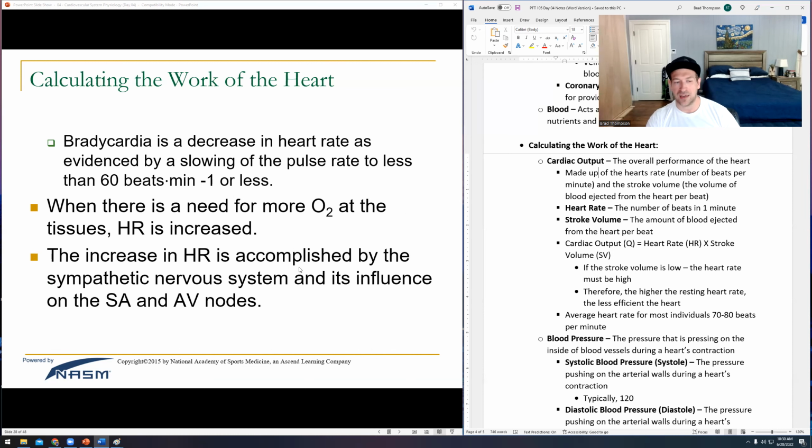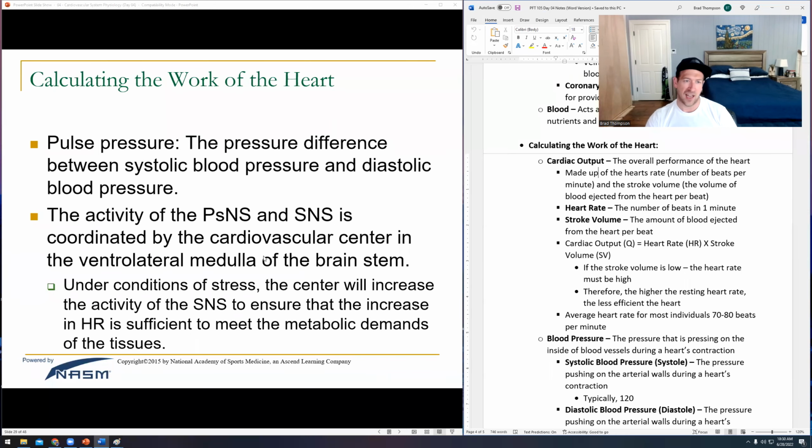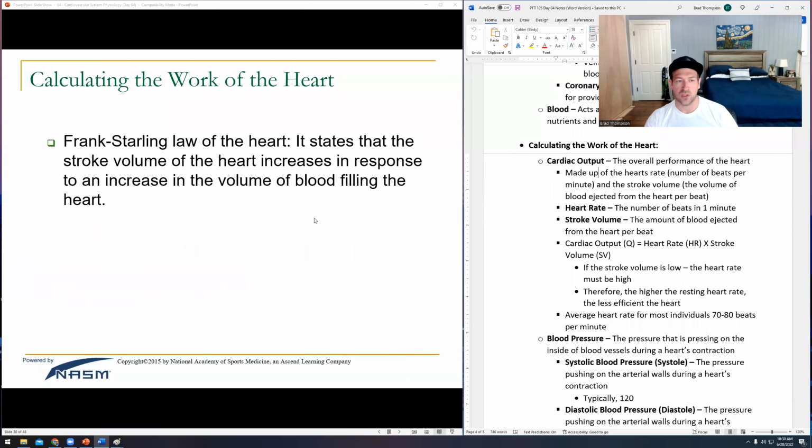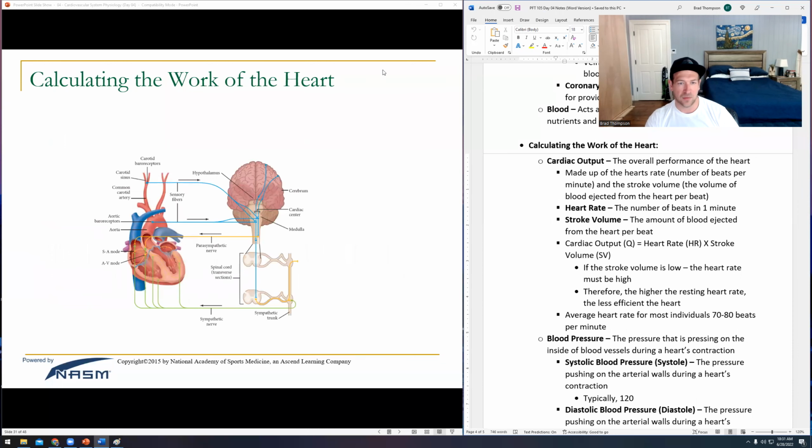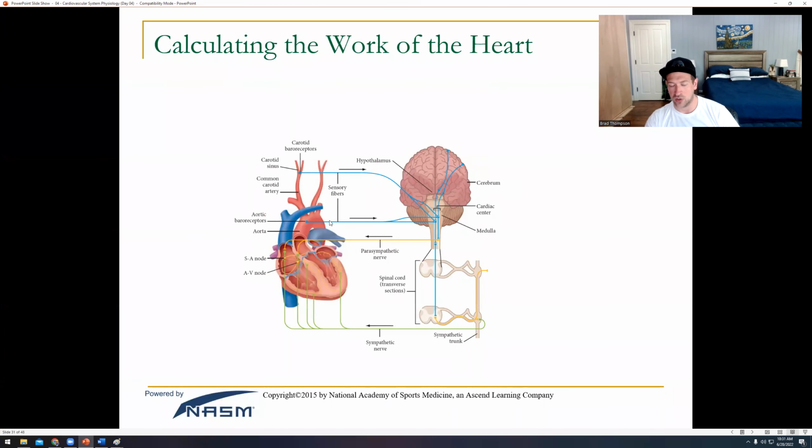The increase in your heart rate is accomplished by your sympathetic nervous system controlling and speeding up that heart rate. As we're looking at that, those terms never come up, so I'm actually going to skip the Frank Starling law. But all that's under the control of your nervous system.